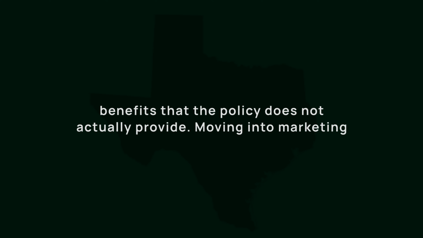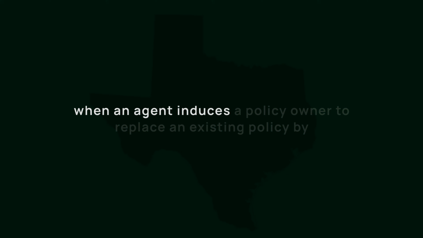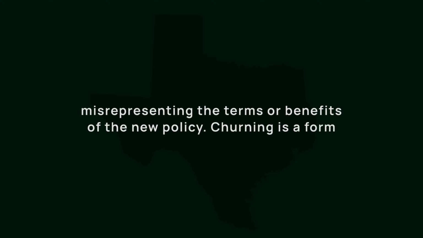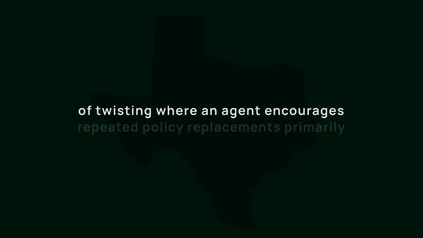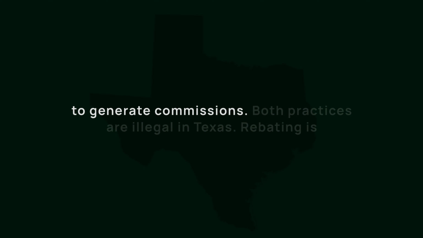Moving into marketing practices, Texas law clearly defines twisting and churning. Twisting occurs when an agent induces a policy owner to replace an existing policy by misrepresenting the terms or benefits of the new policy. Churning is a form of twisting, where an agent encourages repeated policy replacements primarily to generate commissions. Both practices are illegal in Texas.